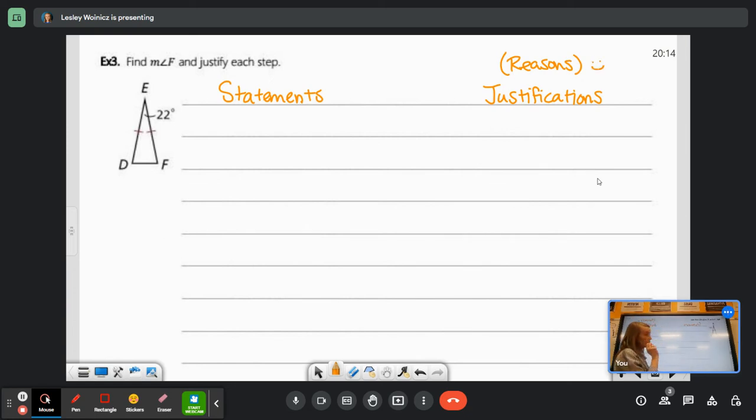First we have to tell everybody what we know. So we know a couple of things. I see that we have a known angle measure. So the measure of angle E equals 22 degrees. We also know that segment DE is congruent to segment FE. They are marked congruent, so we're going to write it down. And we know that because it was given to us.